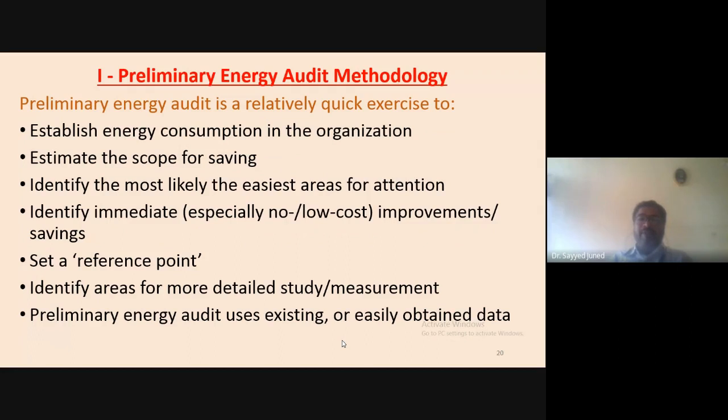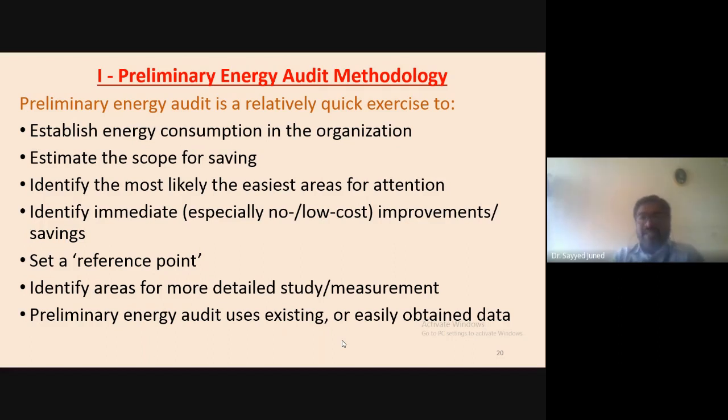The preliminary audit is also known as the preliminary energy audit methodology. First of all, we understand the energy audit, its structure, or the frame of the energy audit. In this frame, we have to evaluate how much energy we consume in every department, every building, or every structure, and how much cost is borne for that process.